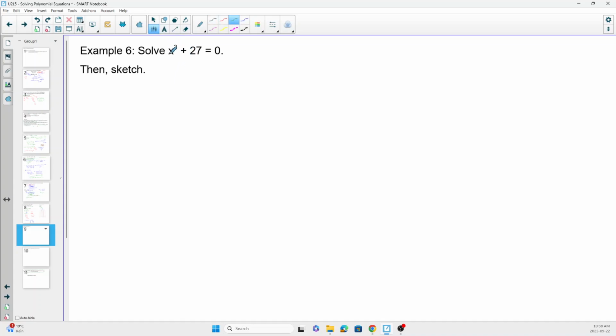This is a perfect cube. I can take the cube root of x cubed and get x, and I can take the cube root of 27 and I get 3. 3 times 3 times 3 is 27. And now we don't need to check if it's a difference because now we have rules for difference or sum. So this is a sum of cubes. So I'm going to use my methods for factoring a sum of cubes.